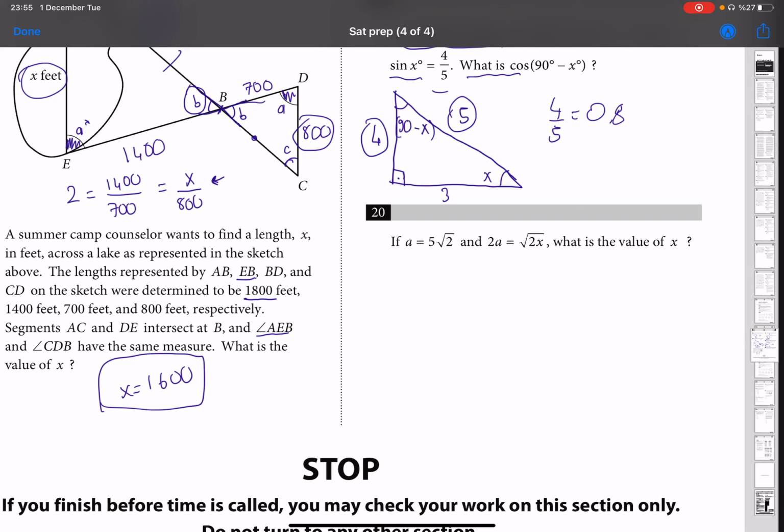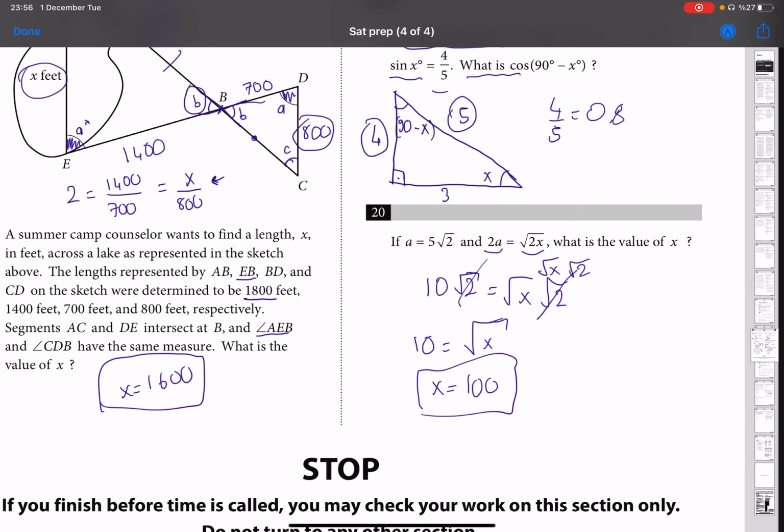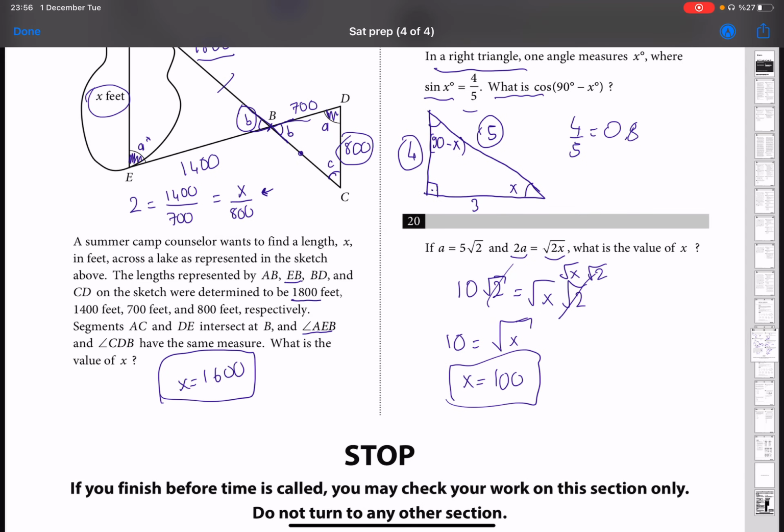And the last question is, if a equals 5 square root of 2 and 2a equals square root of 2x, what is the value of x? Okay, let's write 2a. 10 times square root of 2 is equal to, I can write this one as square root of x times square root of 2. So let's write it down. The square root of 2 will be cancelled. So 10 is equal to square root of x. So x is 100. Okay, this is the end of the no calculator part.